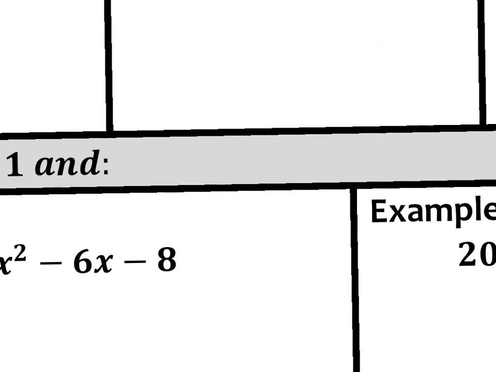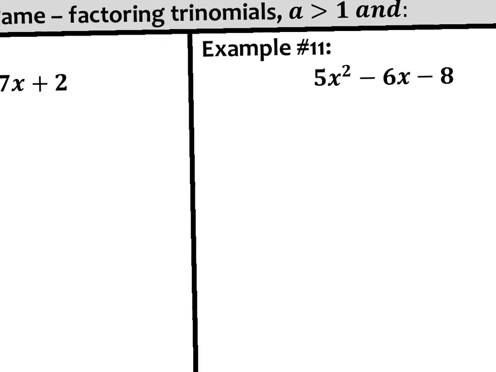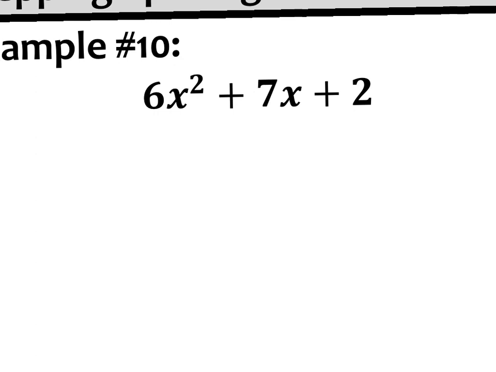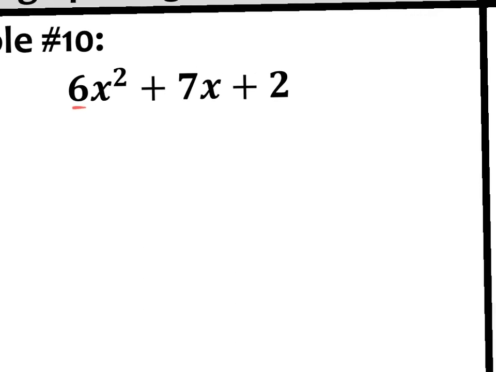Okay, moving on to where A is greater than 1. Okay, number 10. First off, do I have any common factors? No, because 6 divides by 6 and 1, 3 and 2. I can't divide the 7 by 6, 3, 2, none of those, okay? And I don't have an x in all three terms, so I don't have a common factor. All right, this is where, because my A is not 1 anymore, I have to multiply A times C first. I'm going to have to go through that full process we did on the first example above, okay?